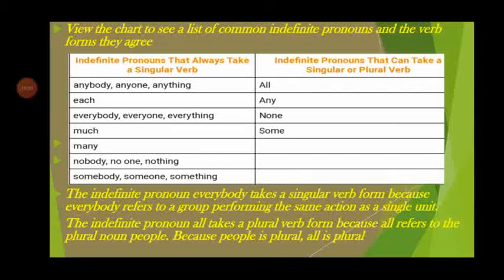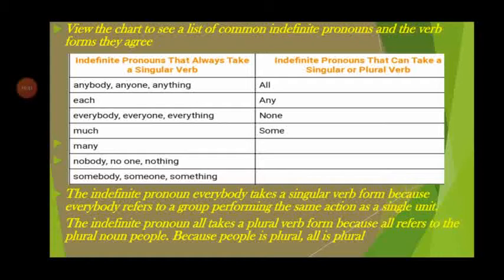The first one, anyone, anybody, anything. So the plural form is all, each. The plural form can be added with any, everybody, everyone, everything. That is added with none. Then much is added with the plural form some. Then many. There itself is many, a is added in singular form and many is added with plural form. Nobody, no one, nothing is treated as singular. Someone, somebody, something is treated as singular.